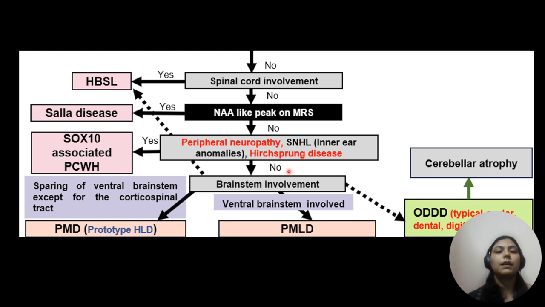When none of these are present, look for the brainstem involvement, and after ruling out ODDD and HSPL, we are left with PMD, which is the prototype HLD, and PMLD. When the ventral brainstem is also involved, in addition to the dorsal brainstem, it is PMLD. When the ventral brainstem is spared except for the corticospinal tract, it is PMD. So it is a complex algorithm, but we can keep it in mind while reporting so that we are able to reach a certain diagnosis with the help of MR patterns and clinical clues.